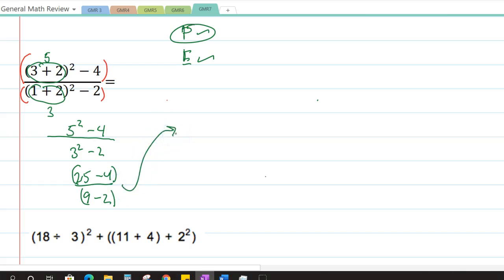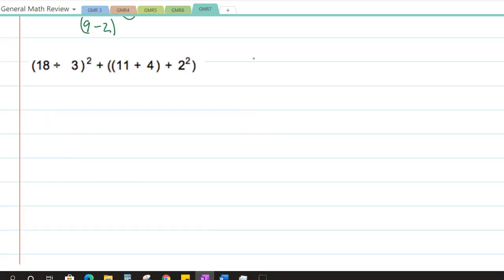Move the problem so it looks a little bit nicer. 25 minus 4 is 21 over 9 minus 2 is 7. Now I need to look for multiplication and division. In this case, just division. I can reduce both by 7, which is equal to 3.